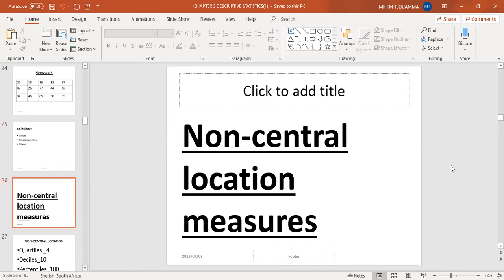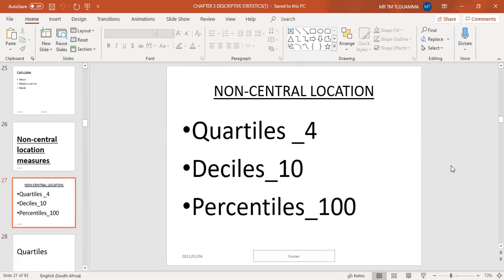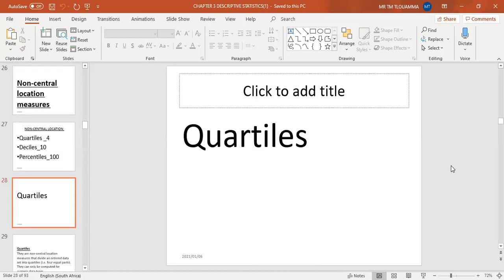Yeah? So now we move to the non-central location measures. The non-central location measures, we're talking about the quartiles, which are 1 over 4. The deciles, which are 1 over 10. And then the percentiles, which are 1 over 100. So we're going to start with the quartiles.